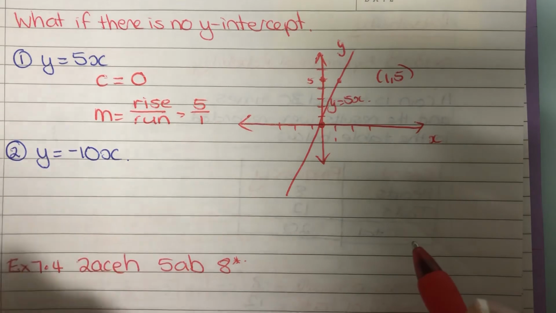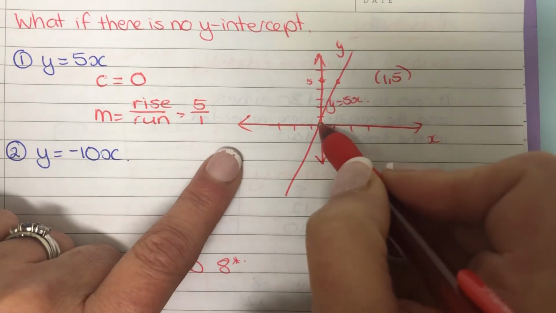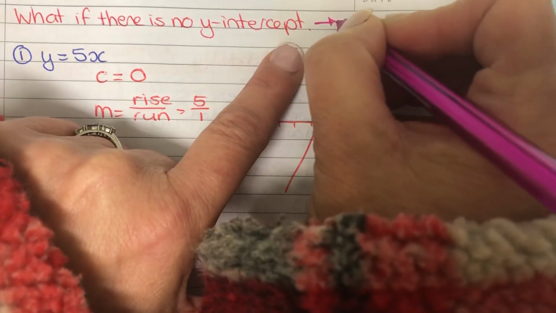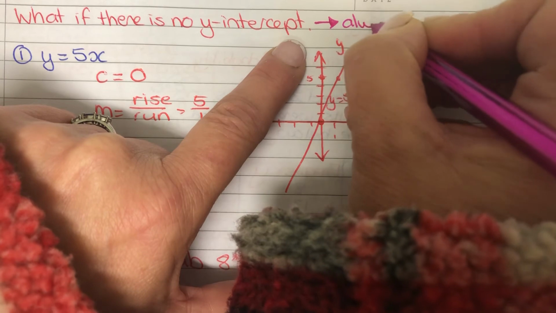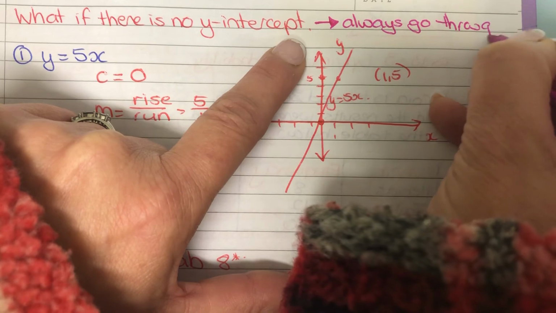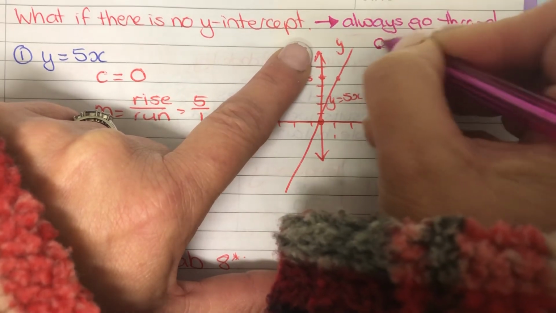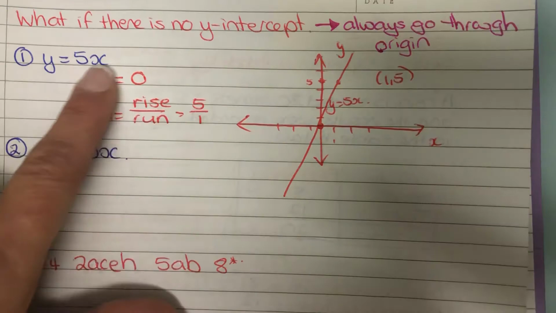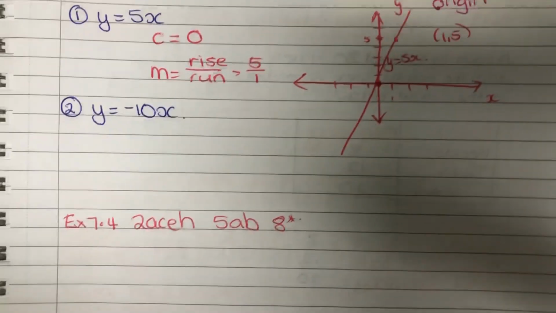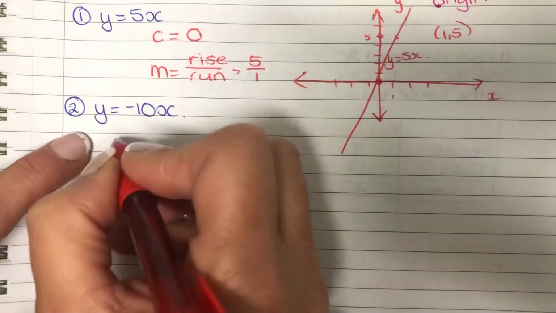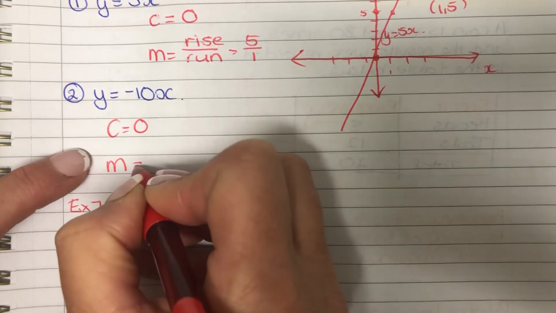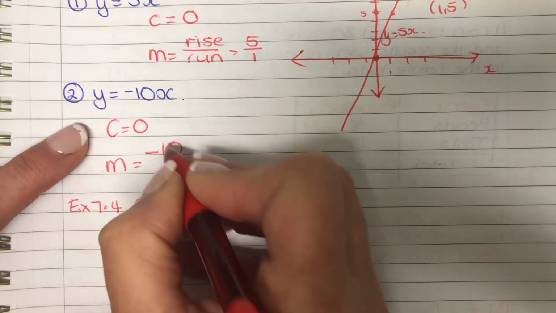What you will find though is it's always going to go through 0, 0. So what if there's no y-intercept? Remember now, forevermore, it will always go through the origin. And why is that? Why does that make sense? Because if there's no y-intercept, the y-intercept is 0. So it crosses y at 0. So let's have a look at one more. Same deal. The y-intercept is going to be 0. We're going to have minus 10 over 1 this time.